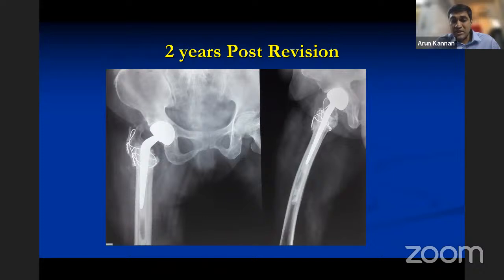Cement in cement revision is particularly useful for these early dislocators, because you don't have to go the full gamut of a very large revision. The stem comes out easily in a cement revision, because the cement mantle is new and fairly well fixed. This is a less morbid procedure that I think would avoid the need for a large revision here.